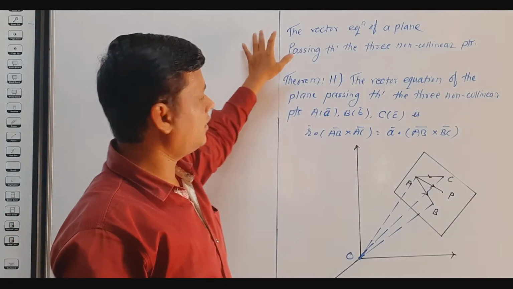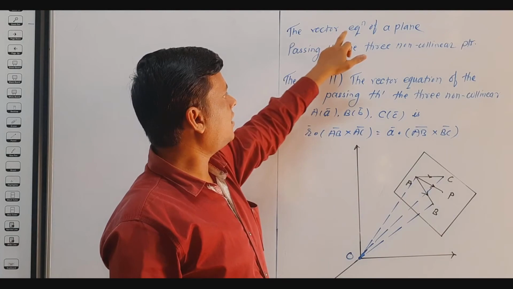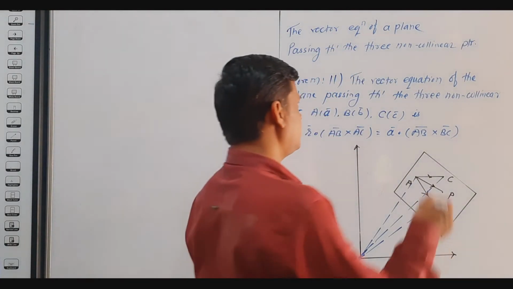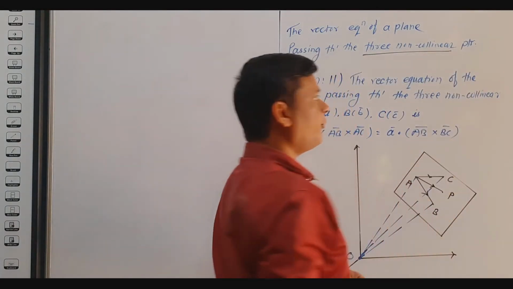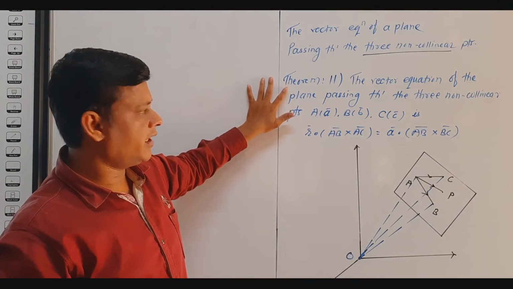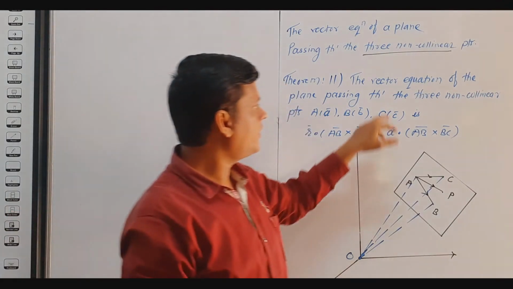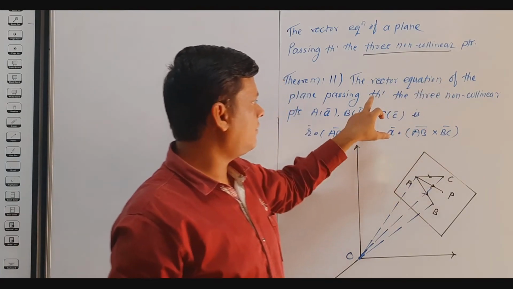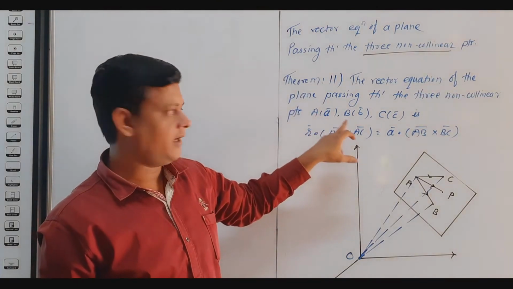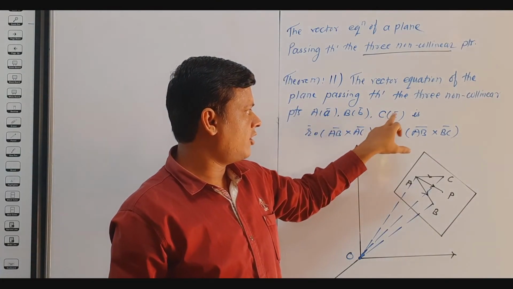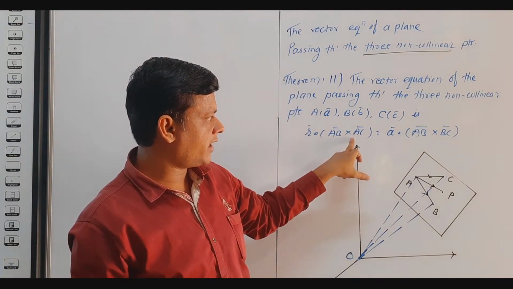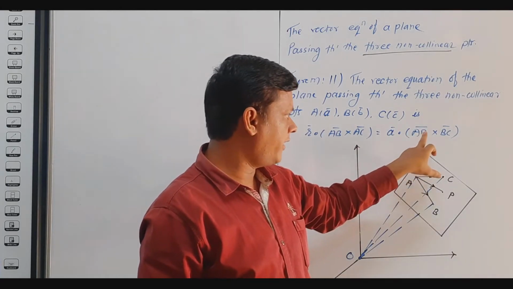Now see the next topic: the vector equation of a plane passing through three non-collinear points. These three points are non-collinear points. So we see a theorem based on this. Theorem 11. The vector equation of the plane passing through the three non-collinear points A of A bar, B of B bar, C of C bar is R bar dot vector AB cross vector AC equals A bar dot vector AB cross vector AC.